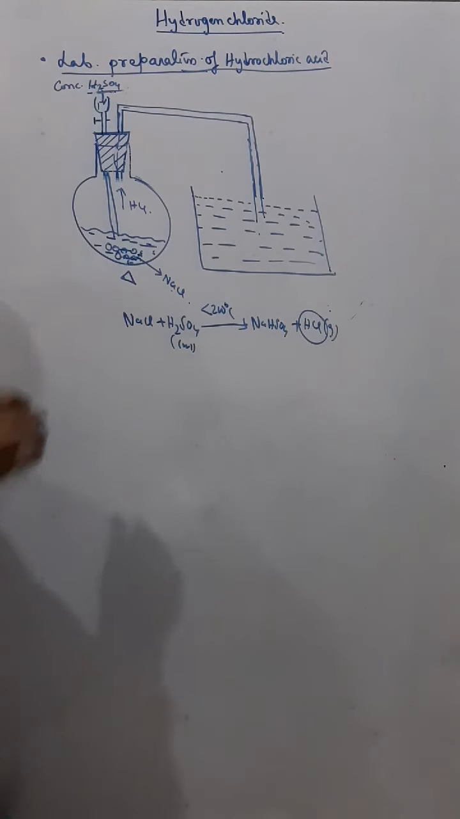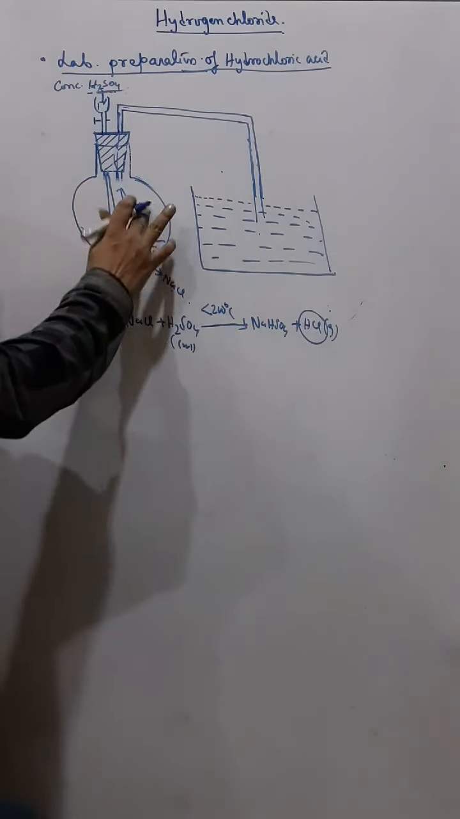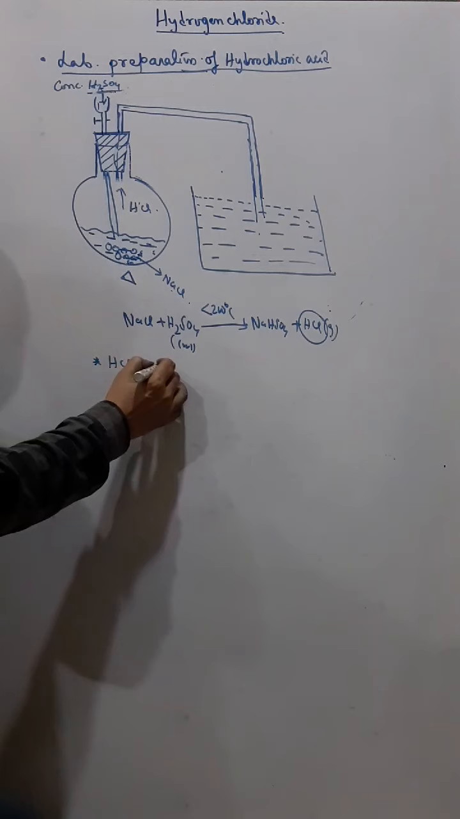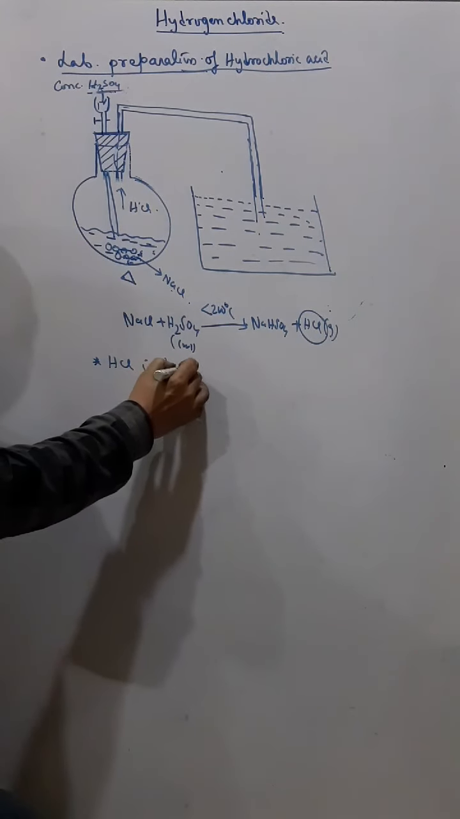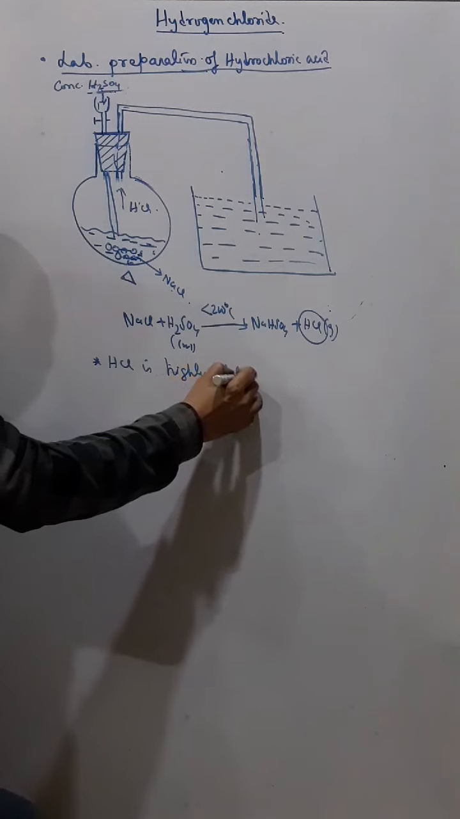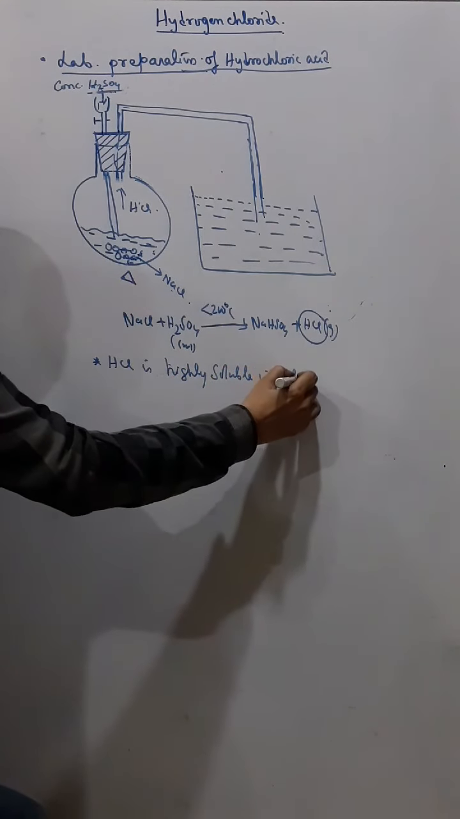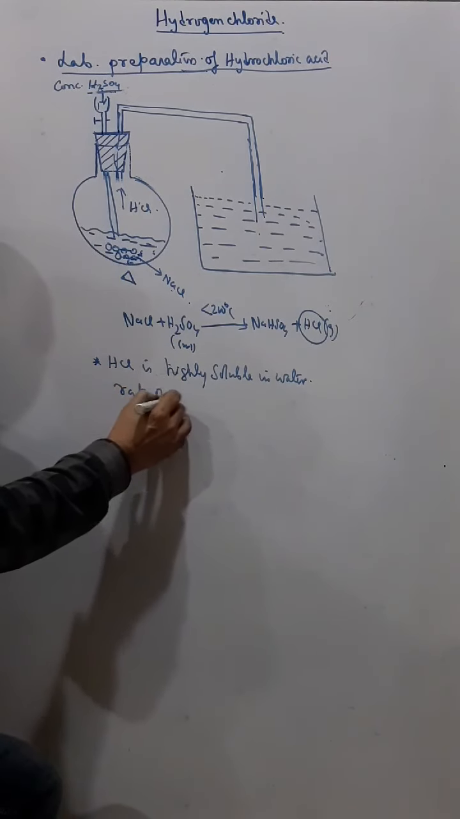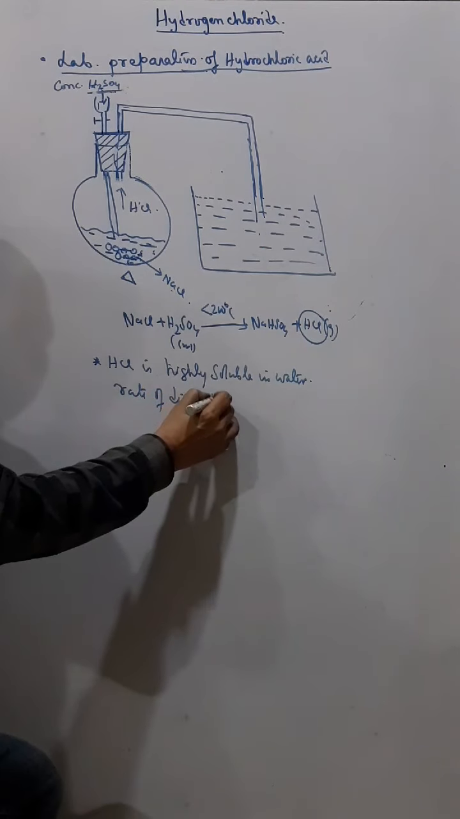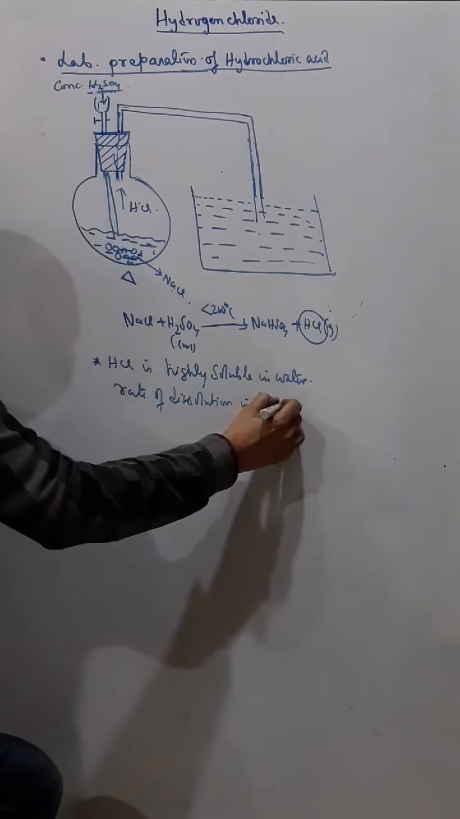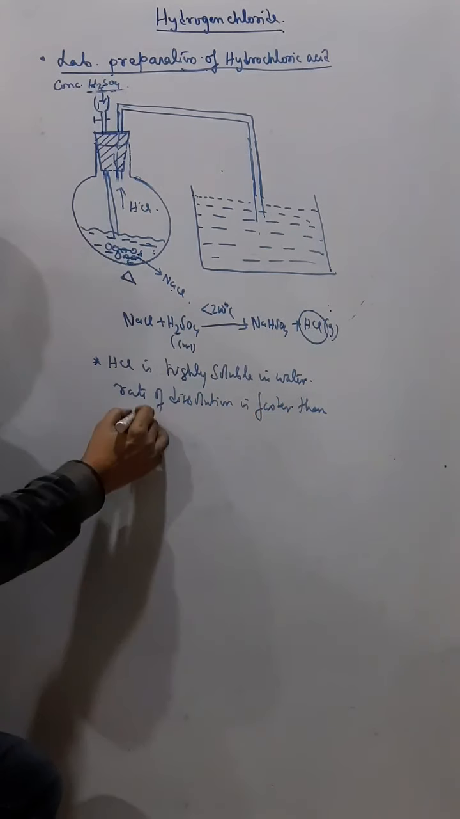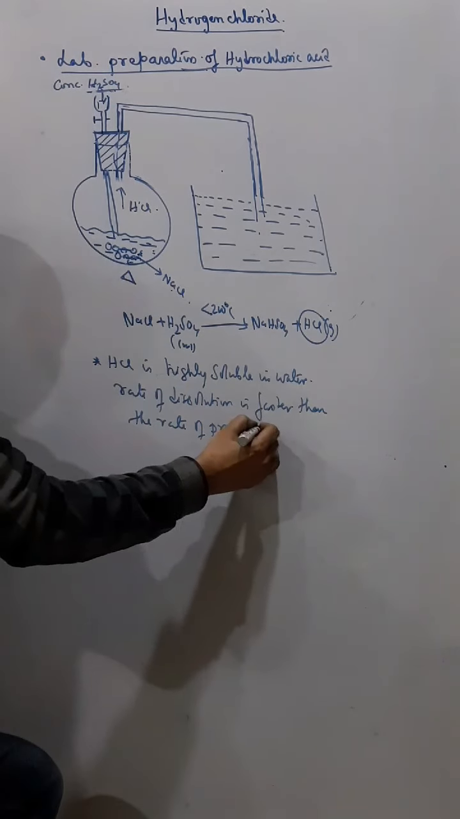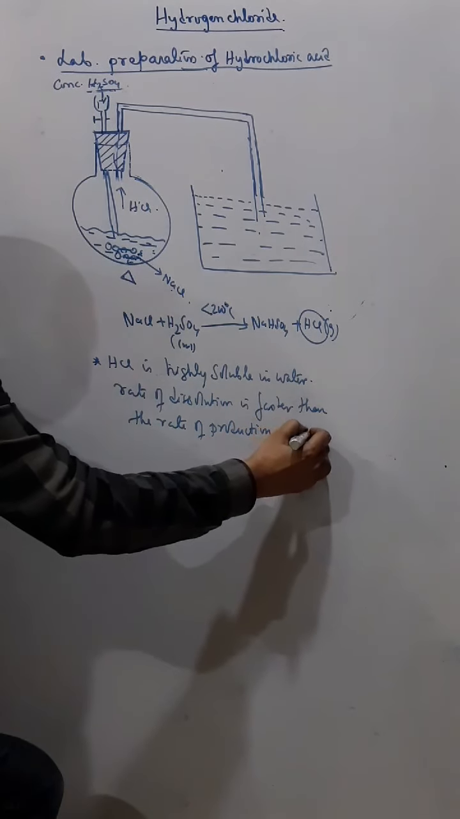You know why? Because HCl is highly soluble in water, and in this case the rate of dissolution is faster than the rate of production of HCl gas.